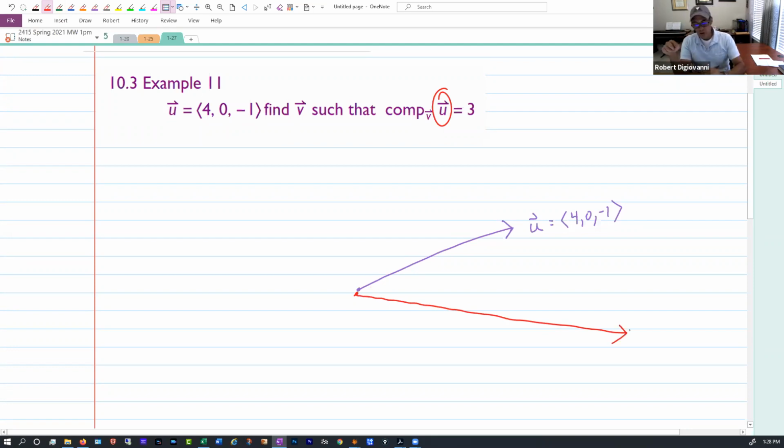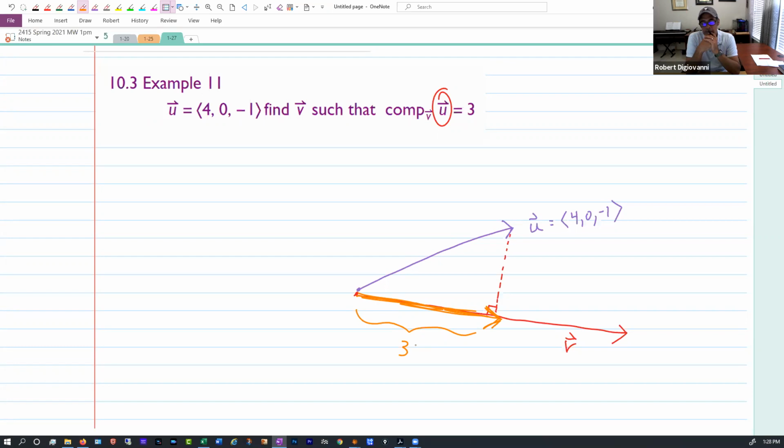When you project that u onto the v, the projection vector, this vector, you want the length of that vector to be 3. Now, I always like to ask my classes at this point, if anybody can see a little bit, maybe you can visualize 3-dimensional space.